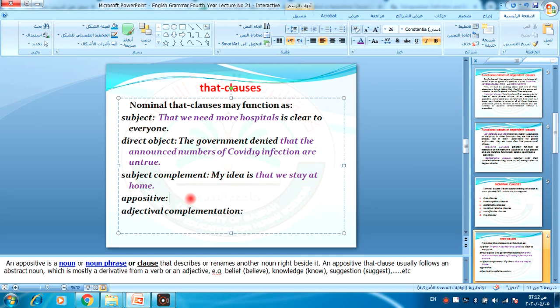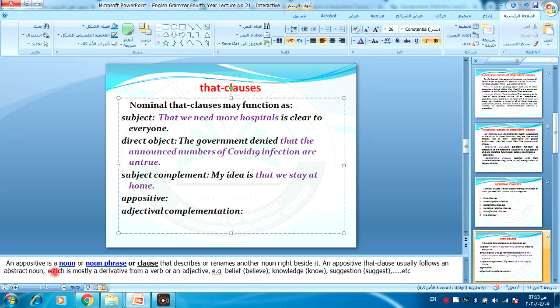The that-clauses can also function as an appositive. First, let's say what is meant by an appositive. An appositive is a noun or a noun phrase or a clause. In our case here, it is a clause, the that-clause. What is the function of the appositive? It functions to describe or rename another noun right beside it. An appositive that-clause usually follows an abstract noun, a noun that refers to an abstract idea, which is mostly derived from a verb or an adjective. Examples like belief, which is derived from the verb believe, and knowledge from know, and suggestion from suggest.